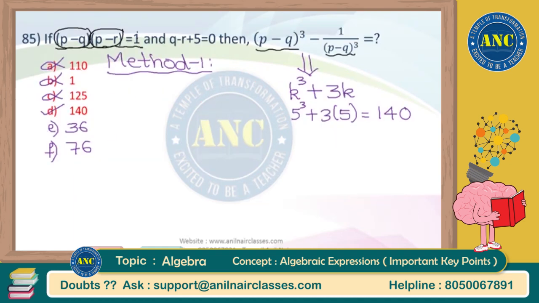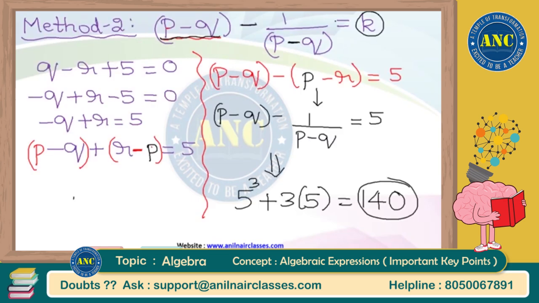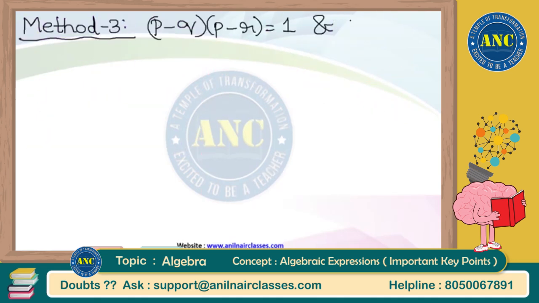Now see here, they are giving you in the question p minus q into p minus r equal to 1. Let me write it once again. The thing which is given is p minus q into p minus r equal to 1, and there is another beautiful condition given in the question, q minus r plus 5 equal to 0. These two are given in the question.